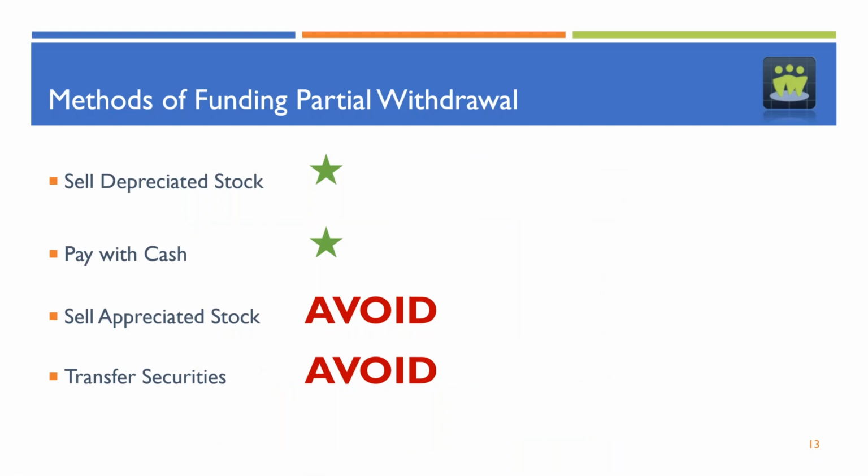So this is a summary of that. So when you're funding a partial withdrawal, things that are beneficial to the club are sell depreciated stock or pay with cash. Things you don't want to do, and we'll go over why that is, sell appreciated stock or transfer securities. Now, those have less benefits than the recommended methods.